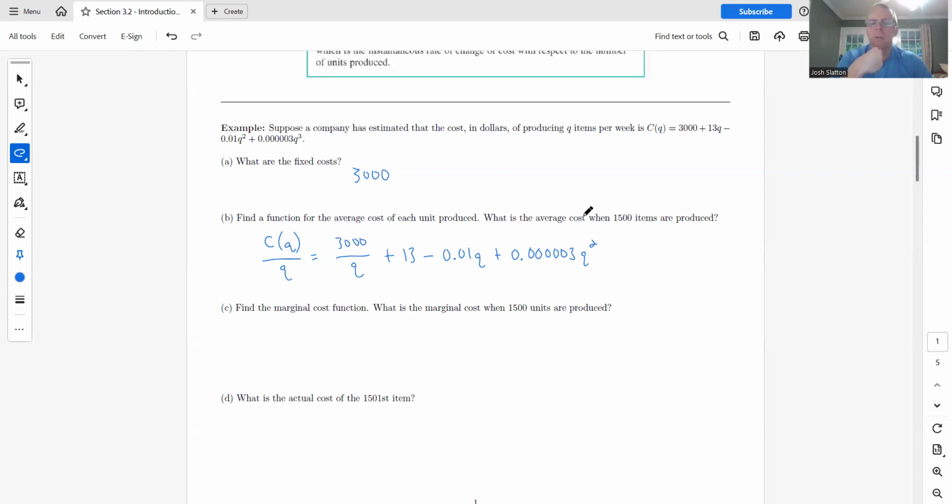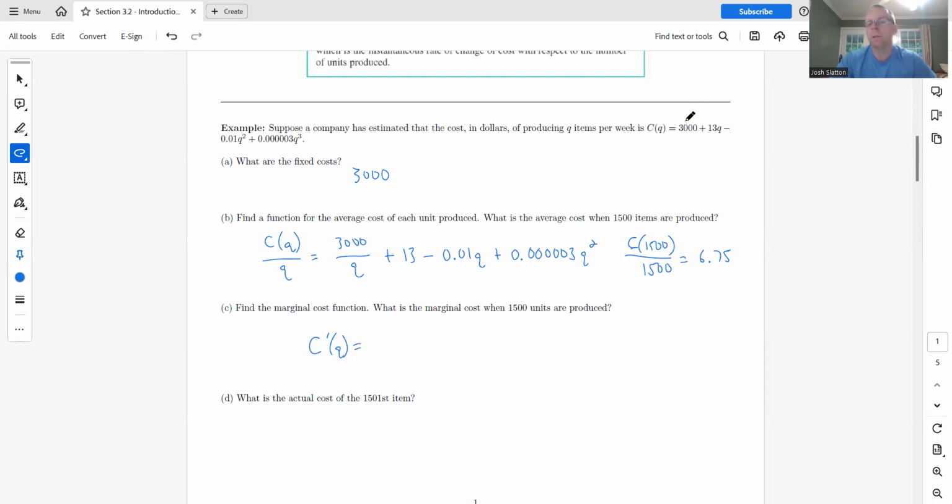Now, what is the average cost when 1,500 items are produced? We just find C of 1,500 divided by 1,500. I won't write out all the details, but we should get 6.75 for that. So just plug the 1,500 into this function. And then marginal cost.